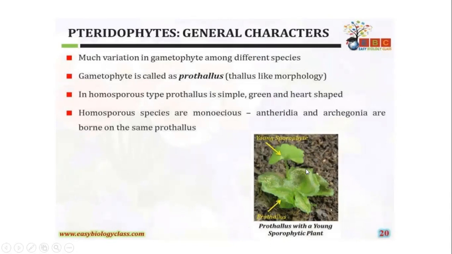Now, the homosporous prothallus, the prothallus which is developed from the homospores, is monoecious. On this gametophyte, antheridia and archegonia are developed on the same one. That's why it is a monoecious prothallus.